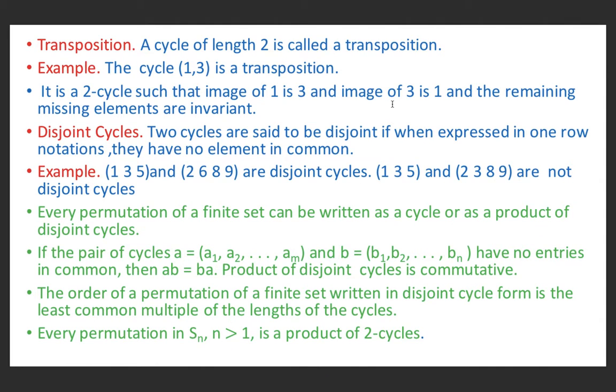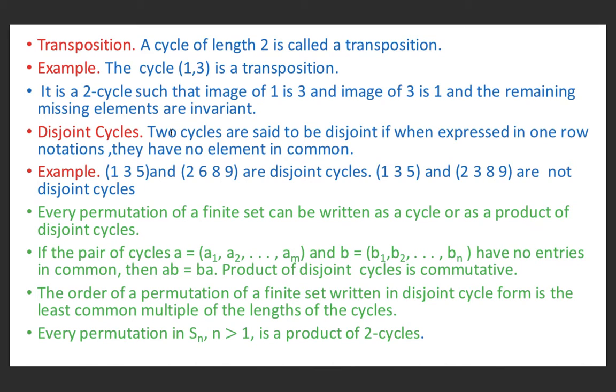Now transposition. A cycle of length 2 is called a transposition. For example, the cycle (1 3) is a transposition. It is a two-cycle such that image of 1 is 3 and the image of 3 is 1, and the remaining elements are invariant.